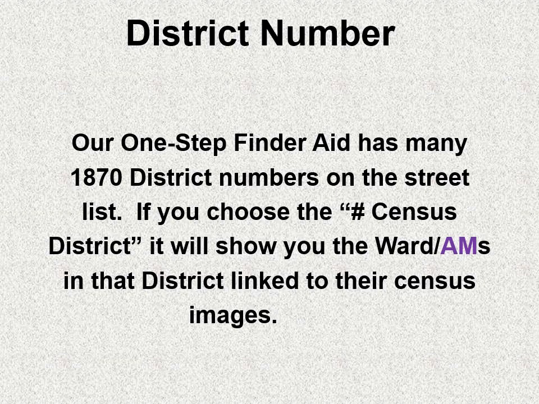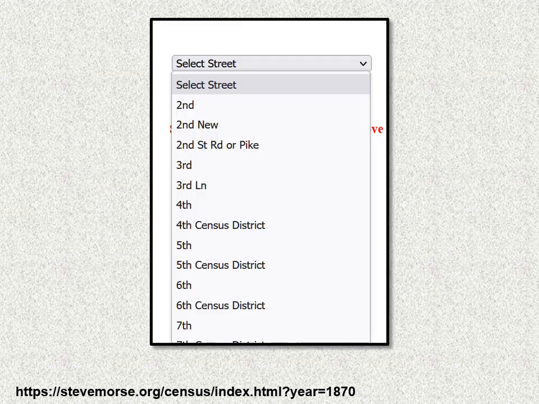If the number is a district number, a one-step finder aid has many 1870 district numbers on the street list. Not all of them, because I don't have all the definitions. If you choose the number census district, it will show you the Ward AMs in that district linked to the census images on the film rolls.